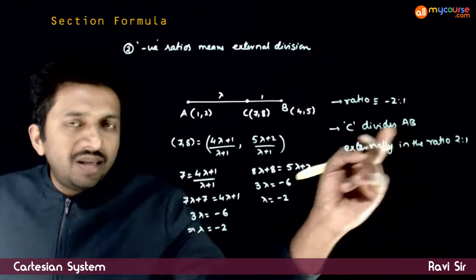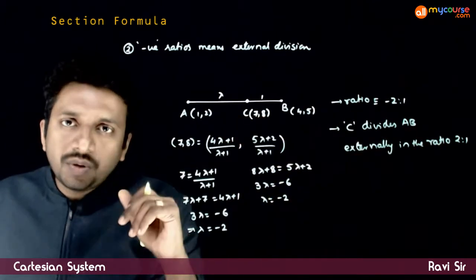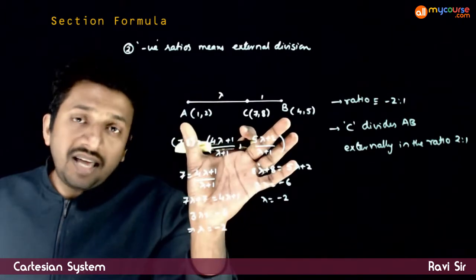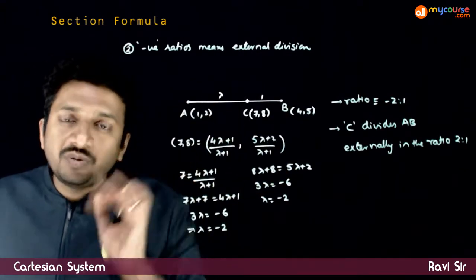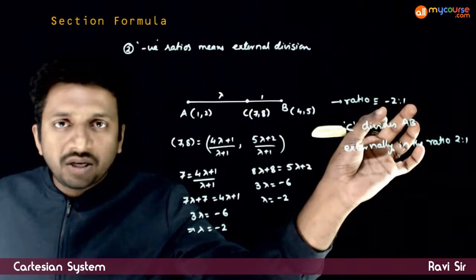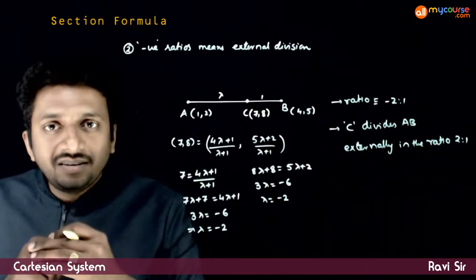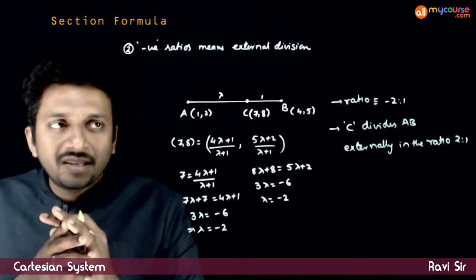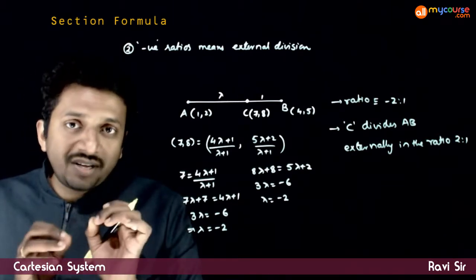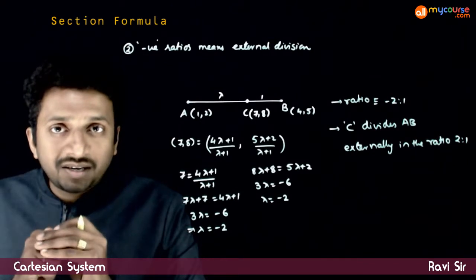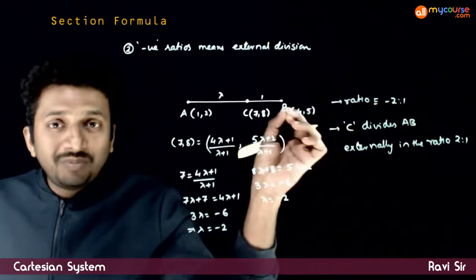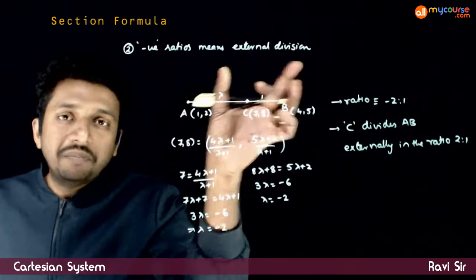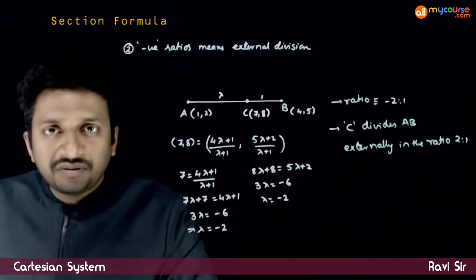So C divides AB externally in the ratio 2 is to 1, or directly C divides AB in the ratio minus 2 is to 1. So whenever you see a negative ratio, you need to understand that the ratio is an external division. I hope you understood this point. This is a very important point that you need to understand. Otherwise, if you don't know the meaning of negative ratios, you get confused. So negative ratio means external division.